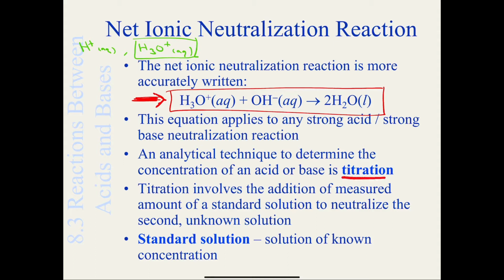It's important that all general chemistry students understand what a titration is. A titration involves the addition of a measured amount of a standard solution to neutralize a second, unknown solution. If you're wondering what a standard solution is, it is a solution whose concentration we know. From the volumes of the two solutions and the concentration of the standard solution, the concentration of the unknown solution can be determined.